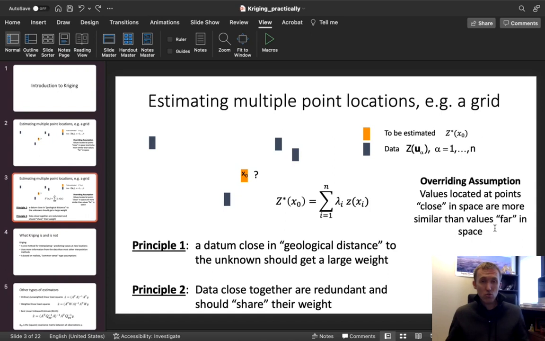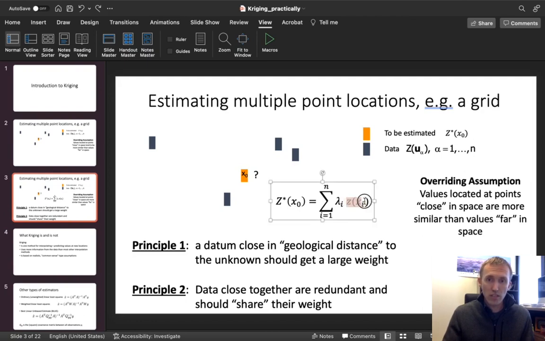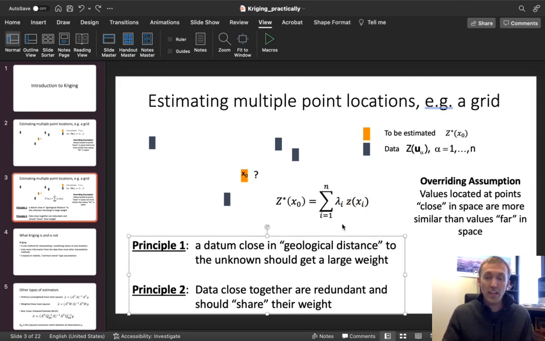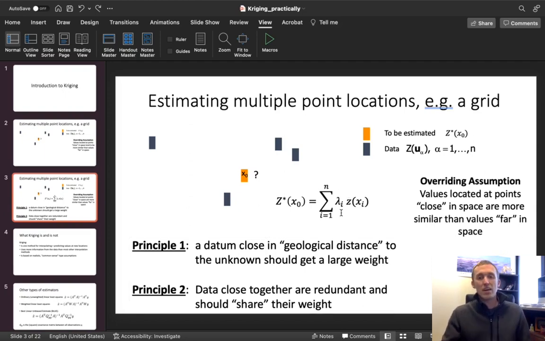Now, the way that we're going to actually estimate what this point is through Kriging is basically a weighted average. Our estimated data, denoted with the star, is going to be equal to a weighted average of the original data. We're taking these lambda weights and just taking an average of our data where the weights are given by these lambdas. What are those lambdas? Well, we need to solve for what those lambdas should be for this estimation location.